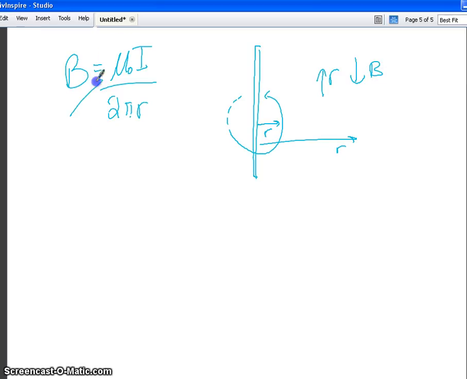Once again, this is the permeability of free space. It's a constant, and it's 4 pi times 10 to the negative seventh teslas times meters over amps. This is a constant that would always be given to you on a test.